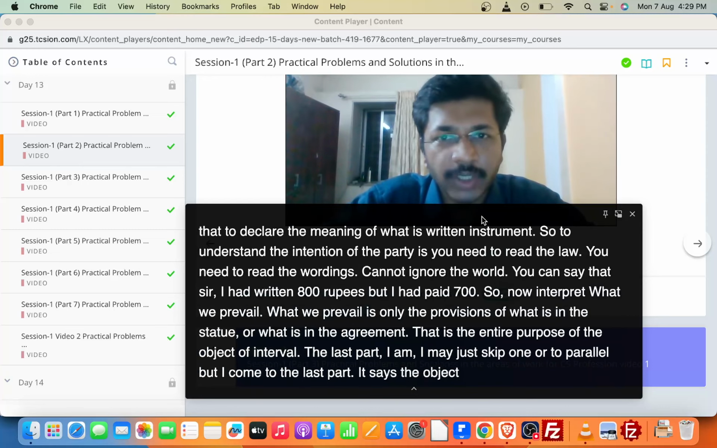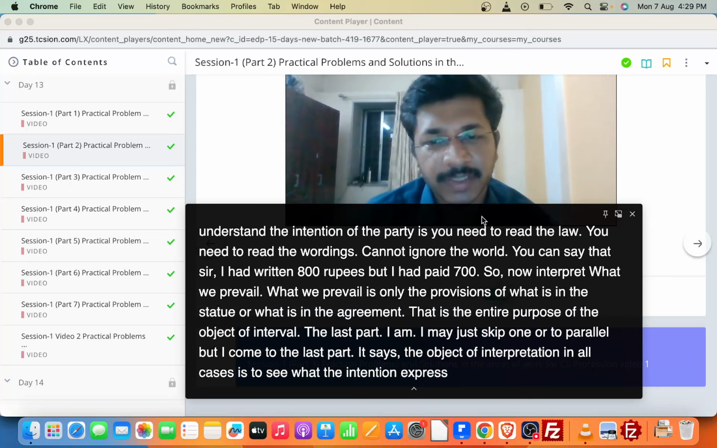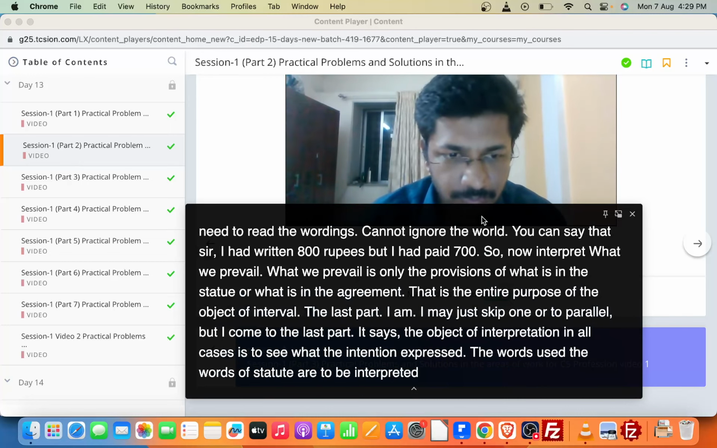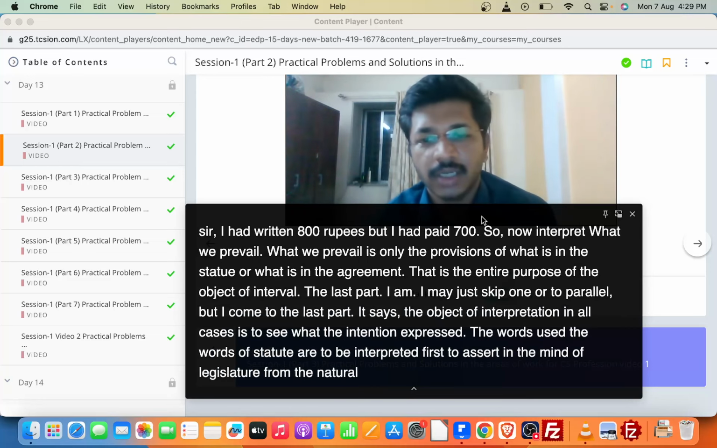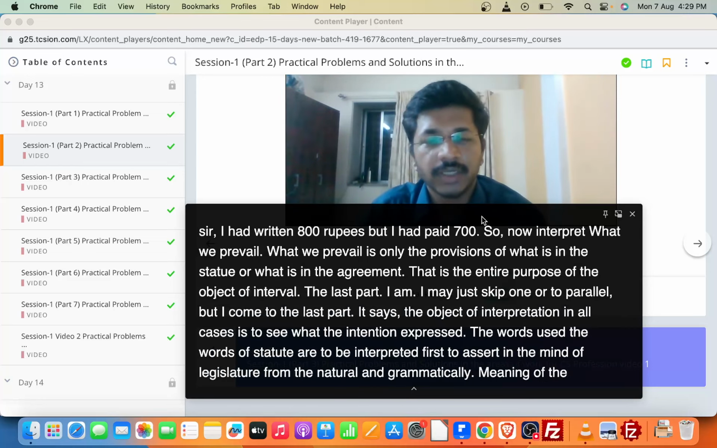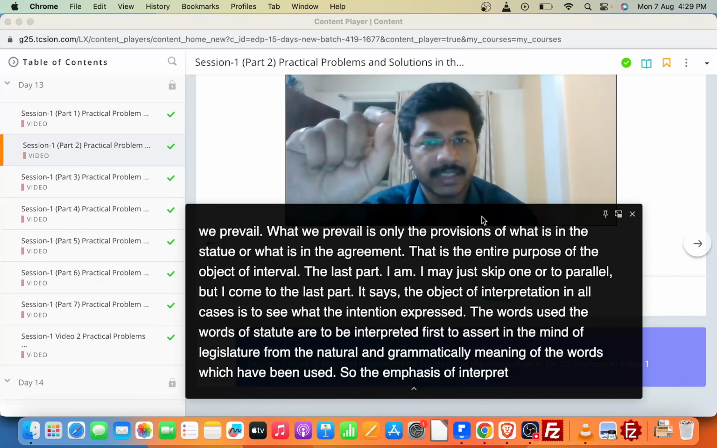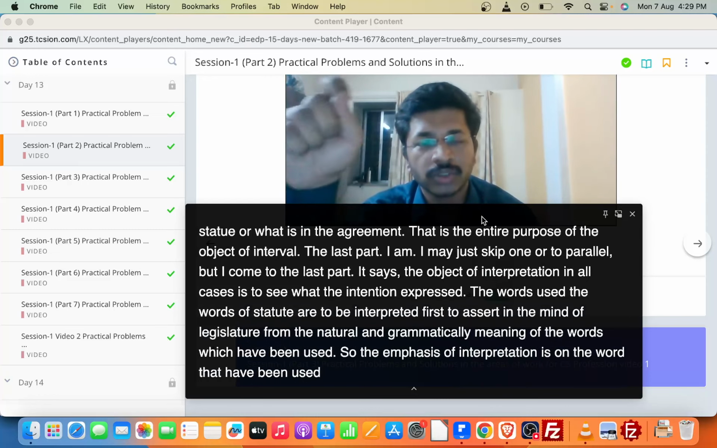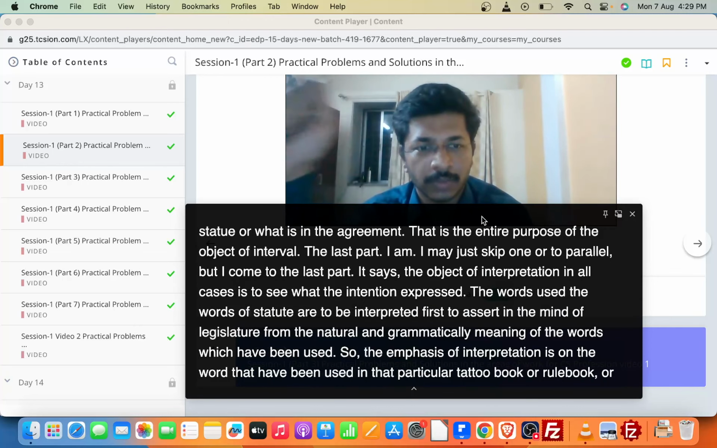It says the object of interpretation in all cases is to see what the intention expressed by the words used. The words of statute are to be interpreted so as to ascertain the mind of legislature from the natural and grammatical meaning of the words which have been used. So the emphasis of interpretation is on the words that have been used in that particular statute book or rule book or a particular document.